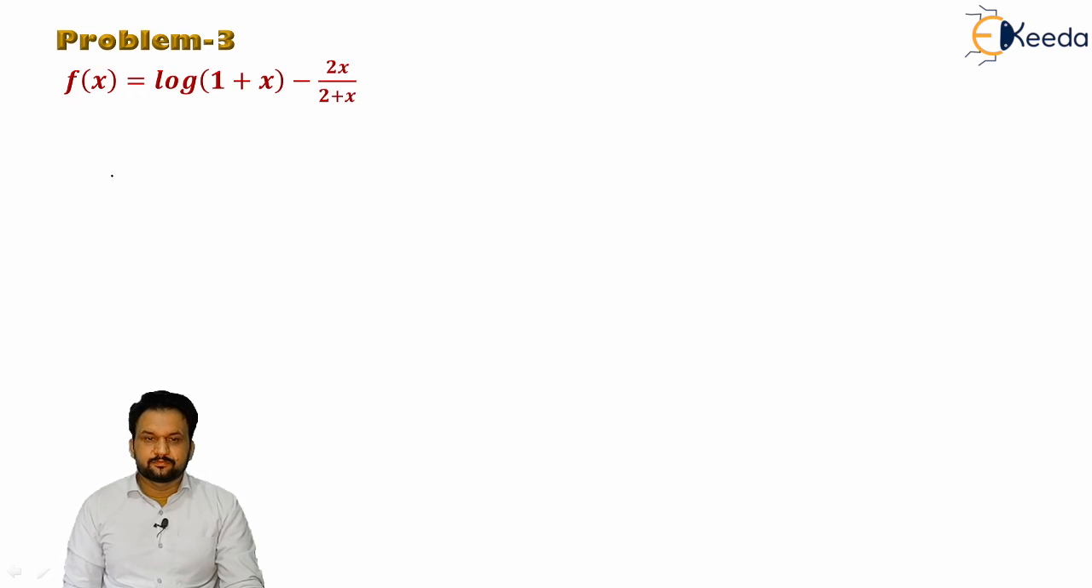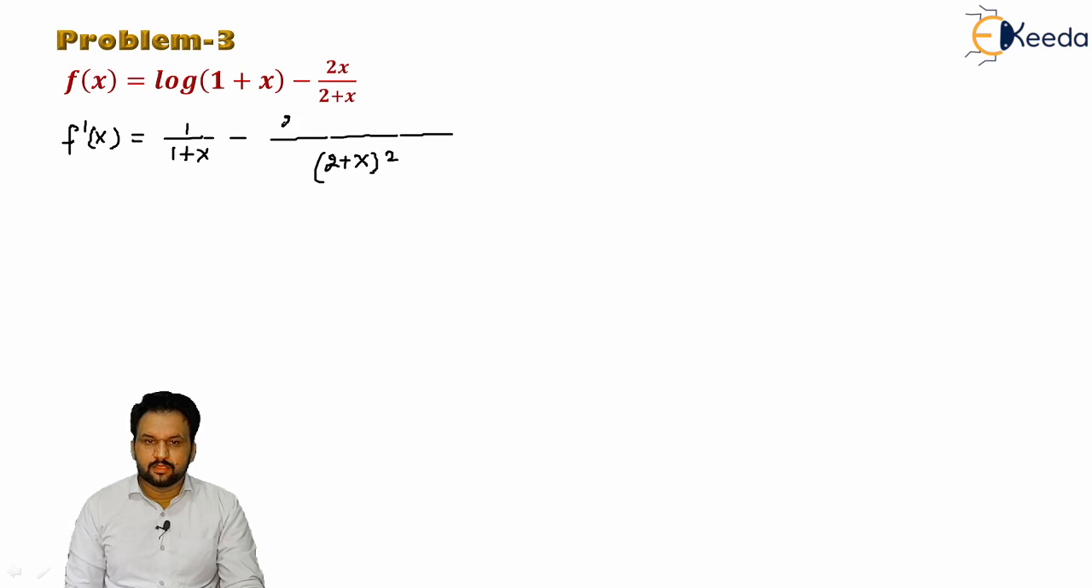Let's see, guys. First of all, we need to calculate the derivative of the function, that is f dash x. The derivative of log becomes 1 by 1 plus x, and here you can use the u by v method. So it becomes 2 plus x, and the whole square of 2 plus x. The 2x gives you 2, the negative 2x stays the same, and the 2 gives you 1.